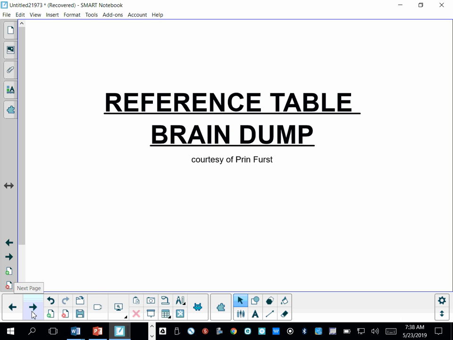All right, welcome everyone. This is our reference table brain dump. These are the notes that I want you to make on the reference table at the very beginning of the Regents chemistry exam. Credit goes to chemistry teacher Prin First, who teaches in Auburn. I got this idea from her. I've adapted it a little bit.